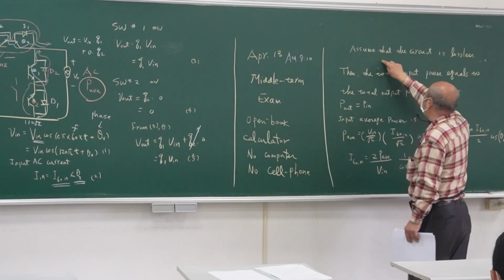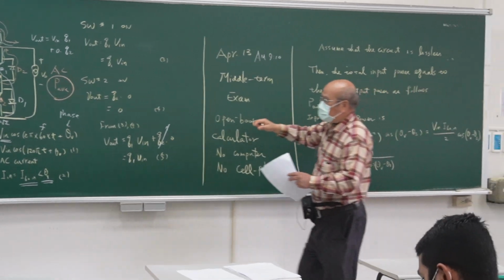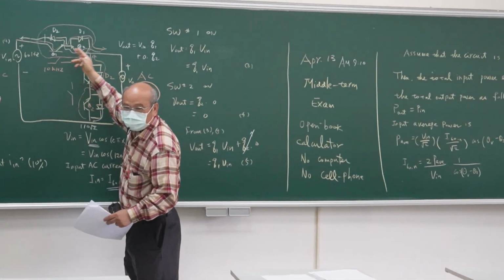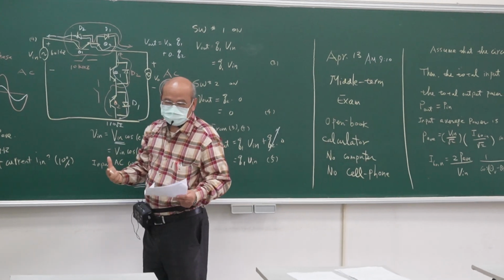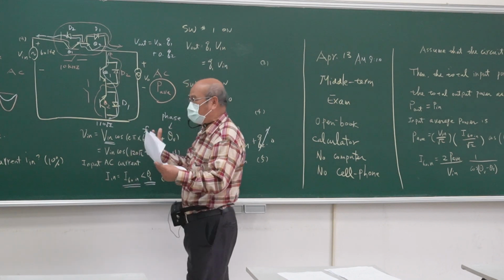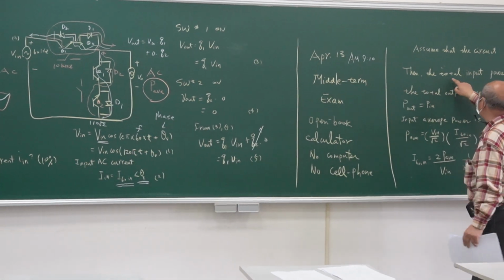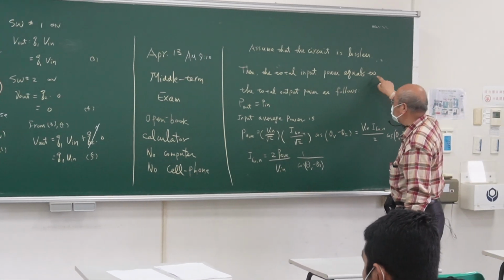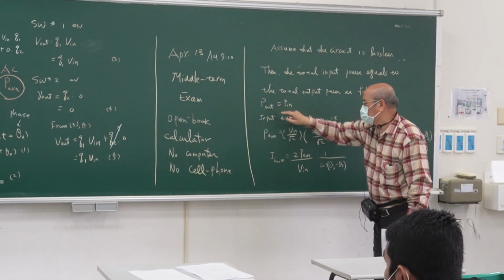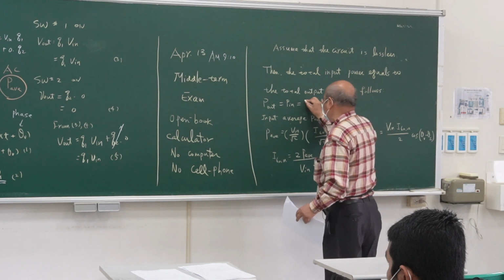So now we can assume that the circuit is lossless, because this is ideal switch. If it is ideal switch, what is the loss? 0, right? We neglect the switching loss and the conduction loss. Then the total input power equals the total output power. So P in equals P out. All of them are P average.